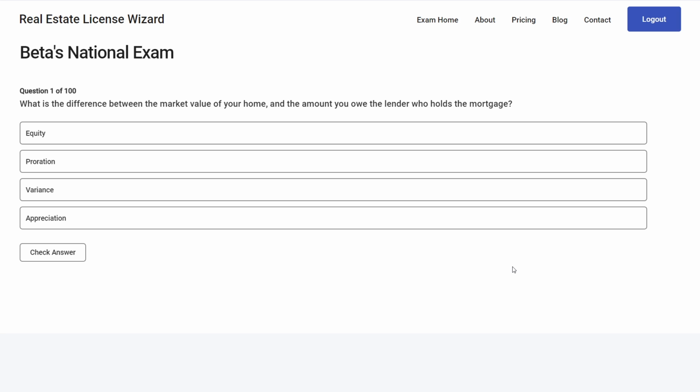So, our first question. The question states, what is the difference between the market value of your home and the amount you owe the lender who holds the mortgage? And it gives us four options. Is it A, equity, B, proration, C, variance, or D, appreciation? So as always, and you guys will get used to this, I'm going to give you guys a moment here to read it over yourself, think about it, come up with the answer, all that good stuff.